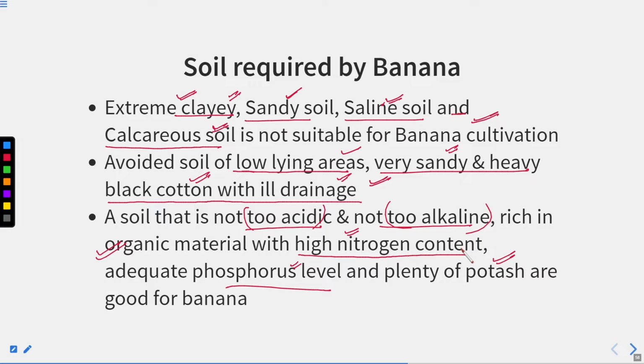So if the soil contains high nitrogen content, phosphorus, and potash, then the banana plant will flourish.